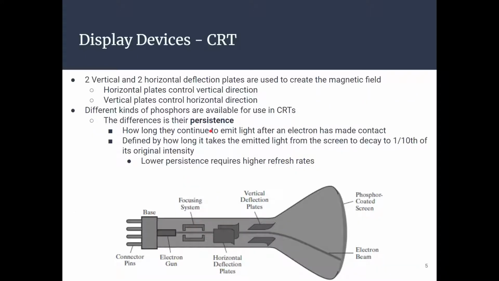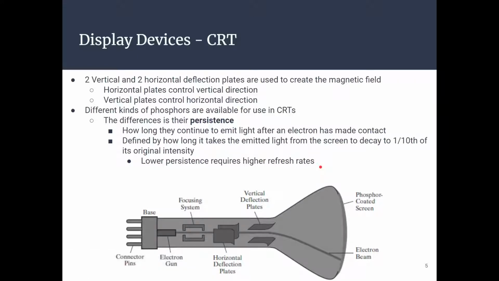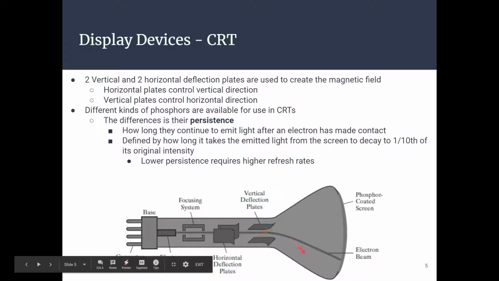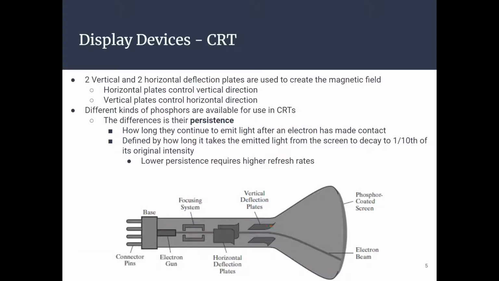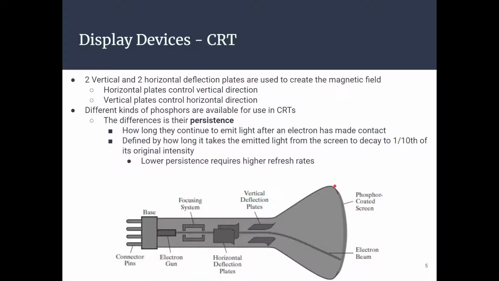To control that, they use these deflection plates, as you can see here. There are the horizontal deflection plates and the vertical deflection plates. The horizontal deflection plates will control the vertical motion of the electron beam, and the vertical deflection plates will control the horizontal motion of the electron beam. As I mentioned earlier, the persistence of the phosphors on the screen is how long the light will emit from the phosphor-coated screen.